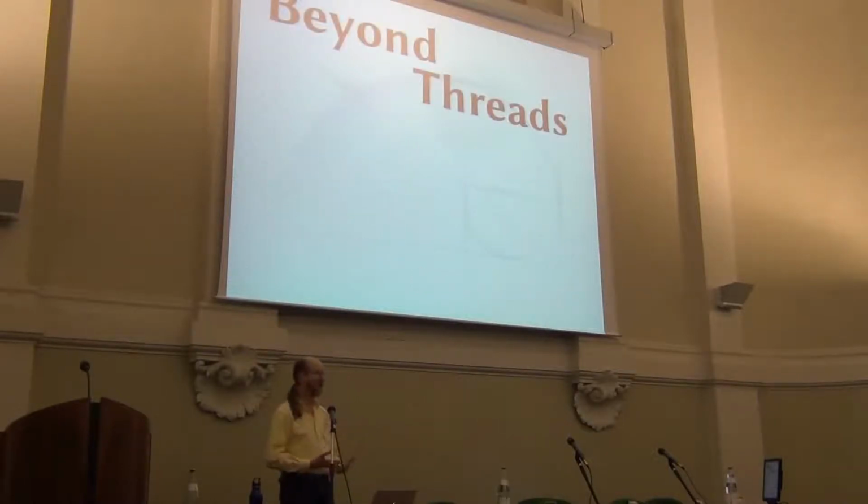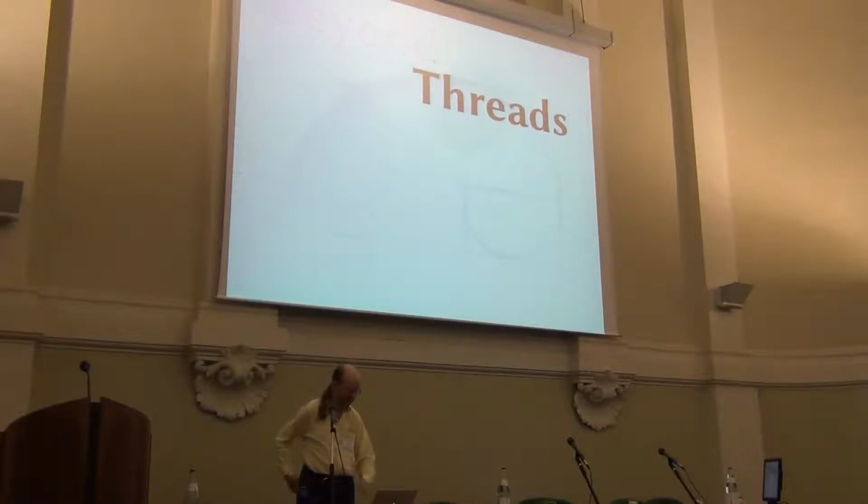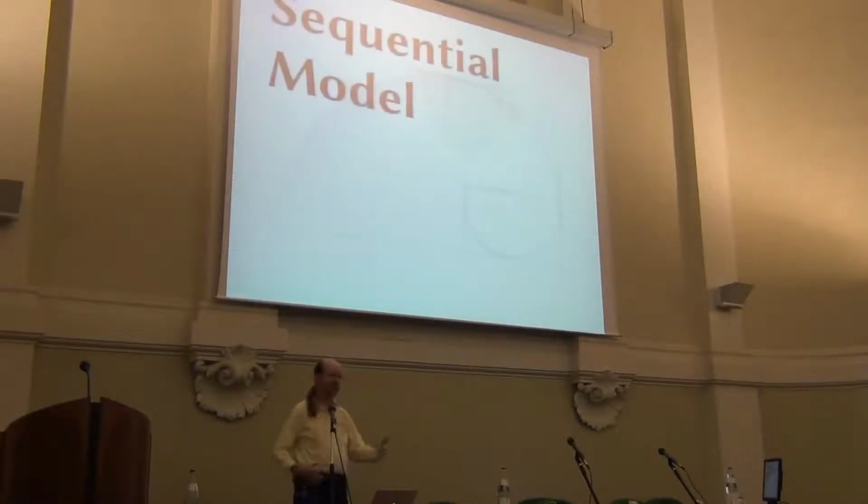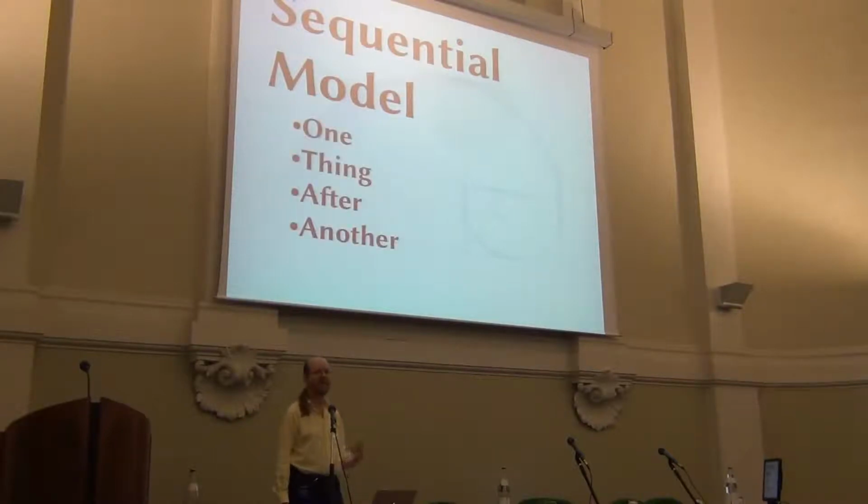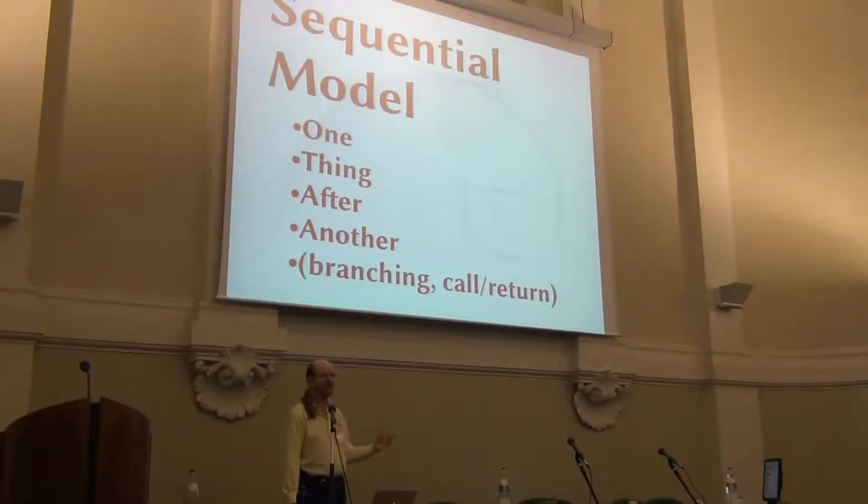So if we want to go beyond threads, first let's take a look at what threads are and get an idea of why we might want to leave them behind. So threads, and we'll back even farther off at first to the sequential model of computing, which is where computing began and where it still mostly is. Sequential model of computing is very simple. You write a list of instructions and the computer does things one after the other. And you can add in that you have branching and call return.